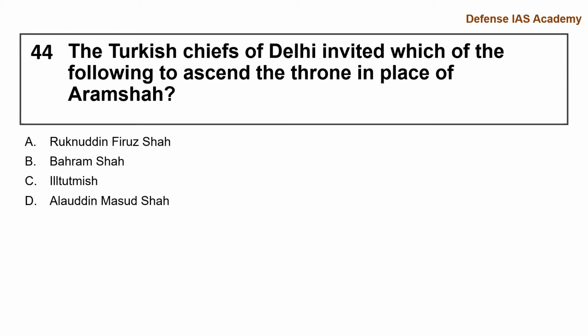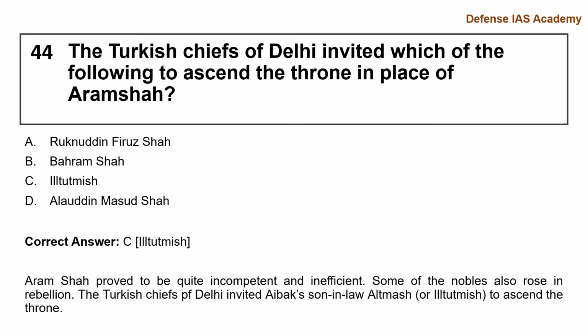Question 44. The Turkish chiefs of Delhi invited which of the following to ascend the throne in place of Aram Shah? The correct answer is option C, Iltutmish. Aram Shah proved to be quite incompetent and inefficient. Some of the nobles also rose in rebellion. The Turkish chiefs of Delhi invited Aibak's son-in-law Iltutmish to ascend the throne.